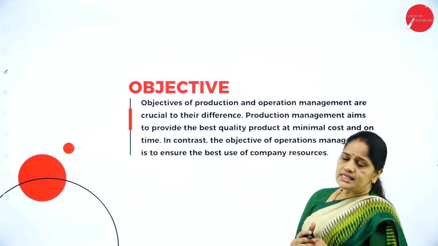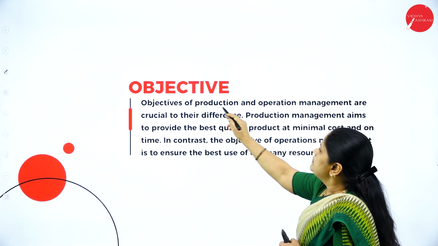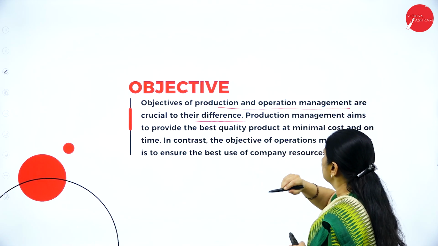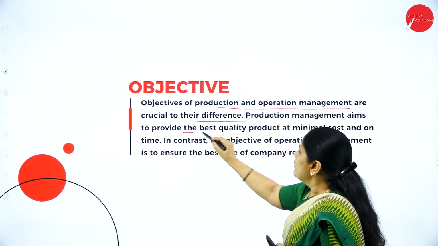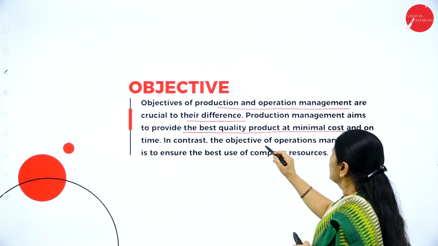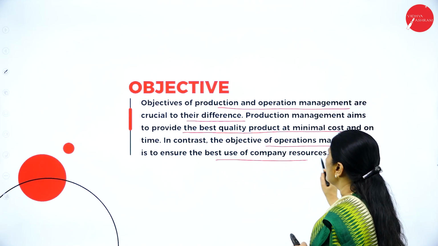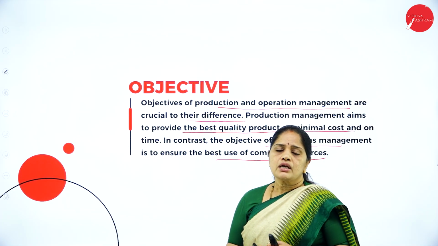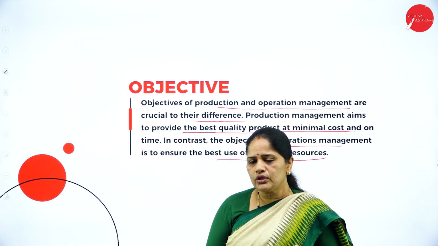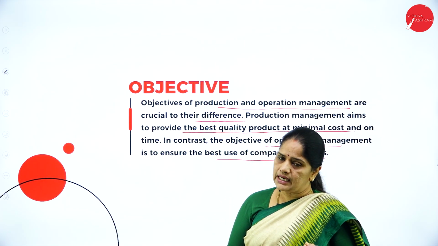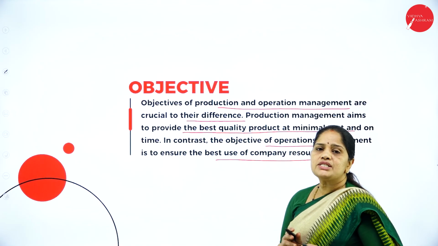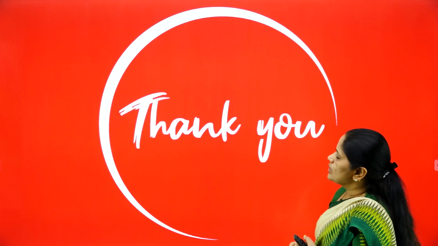Then next is the objective. The objectives of production and operation management are crucial to their difference. Production management aims to provide the best quality product at minimum cost and time, whereas operation management ensures the best use of company resources. Now, production management ensures that you give good quality products at the right cost at the right time, whereas operation management ensures the best use of the company resources.